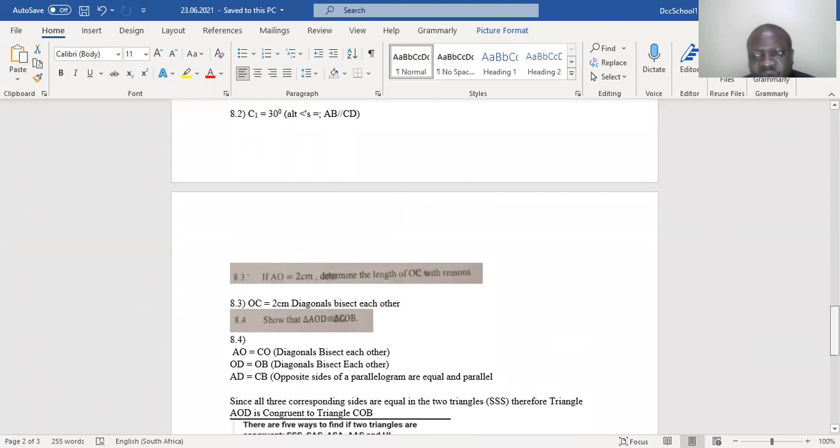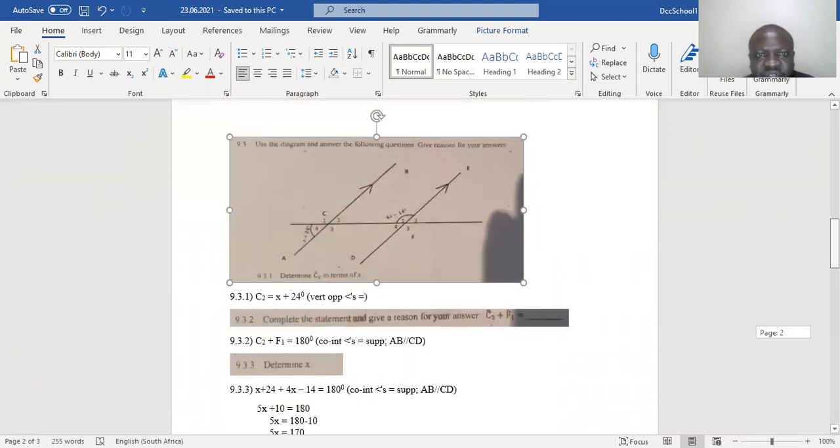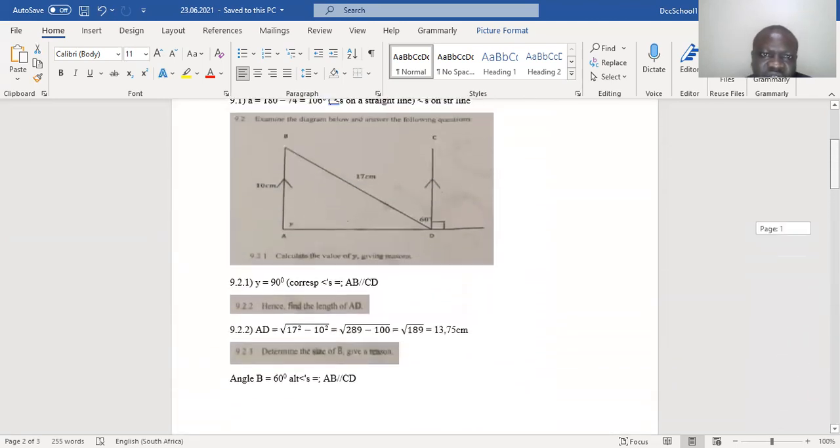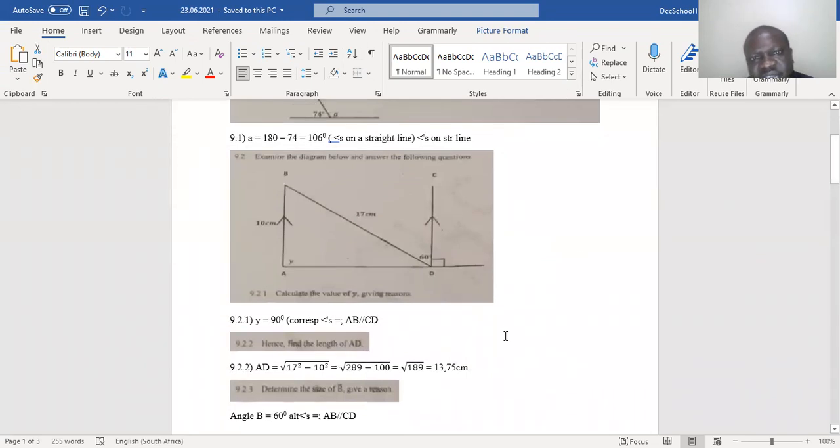I hope this has been helpful to you and you found something helpful in terms of the geometry of angles. This works for a grade 8 or grade 9 learner.